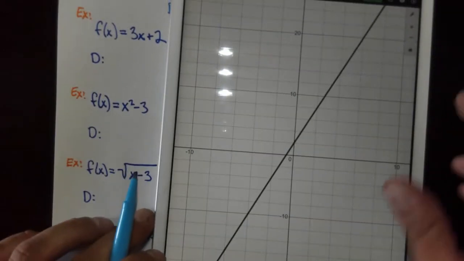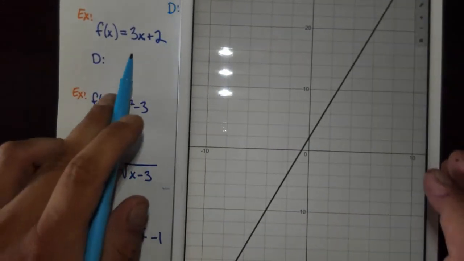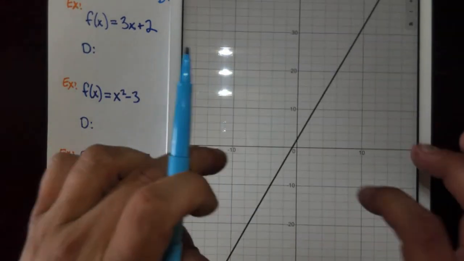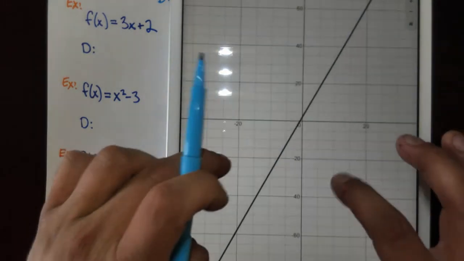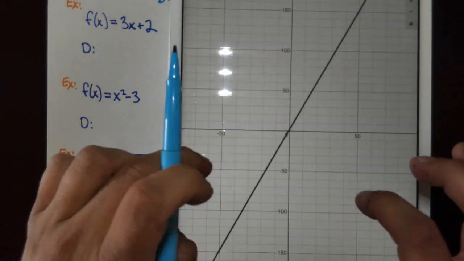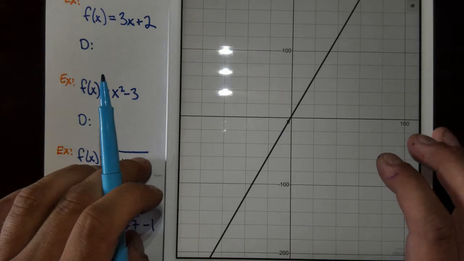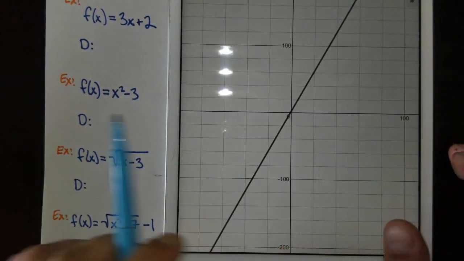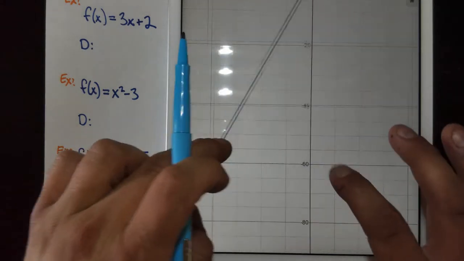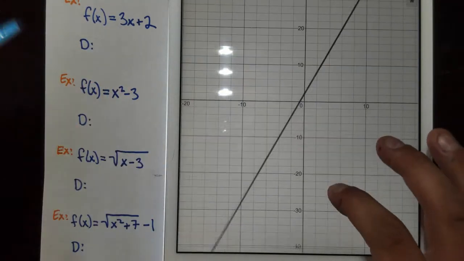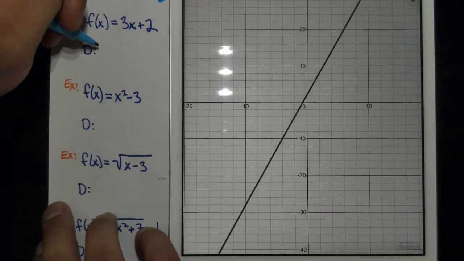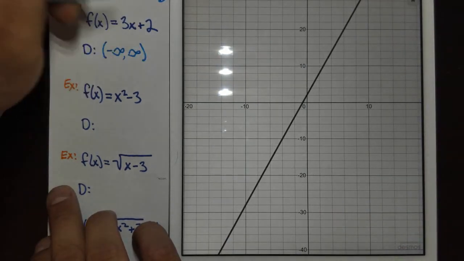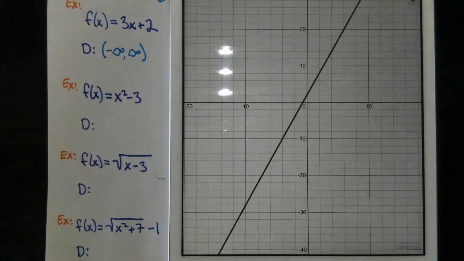So I went ahead and graphed this first function, 3x + 2, and it looks like it goes forever, right? It's a straight line, it's a linear function, and when I zoom out it's unchanging. So we would say this exists from negative infinity to positive infinity. This will always exist, and that's going to be the case with linear functions always. Let's take a look at the next example.